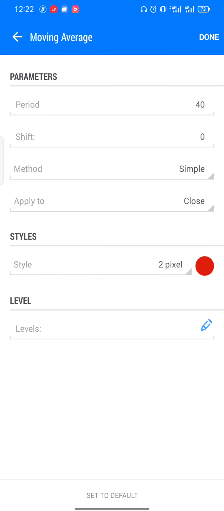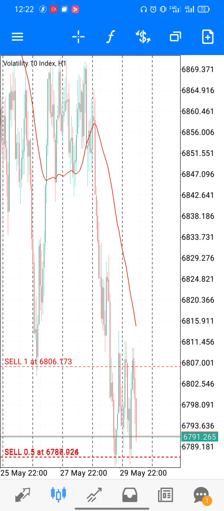You just get your moving average and set it on period 40, shift 0, method simple, apply to close. You can see it on my screen. Set the style to 2 pixel, the color red, then click done. That shows you where the trend is going to start, like where the market is going to move next.